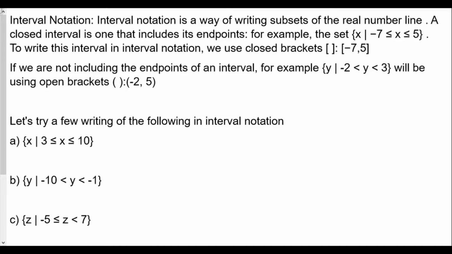So interval notation is a way of writing subsets of the real number line. A closed interval is one that includes endpoints. For example, the set x such that -7 is less than or equal to x is less than or equal to 5. To write this in interval notation, we use closed brackets, little rectangular brackets, and we write [-7, 5].